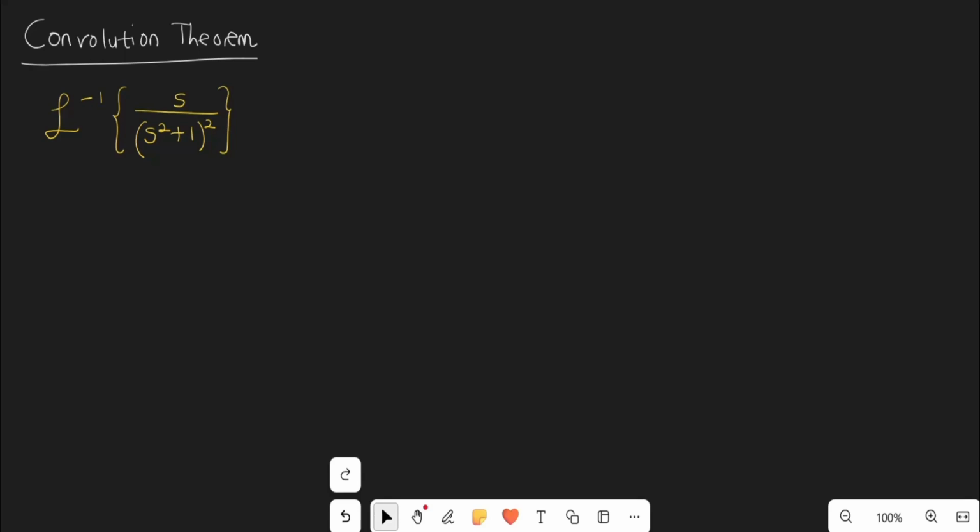I am going to write the definition of the convolution, and then we use that to solve the Laplace inverse of this function, which cannot be broken down using partial fractions. So we have f of t. This is the definition of the convolution. f of t convoluted with g of t. So this one is not multiplication. The definition is defined as the integral from 0 to t of f of t minus tau, multiplied by g of tau, d tau. This is the definition of the convolution, right?